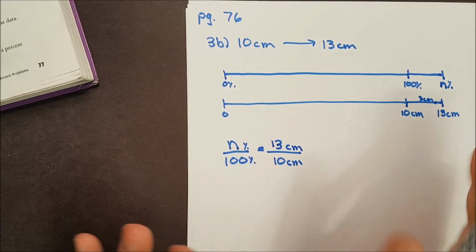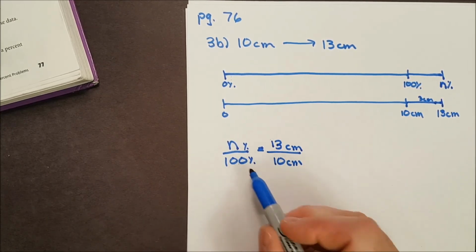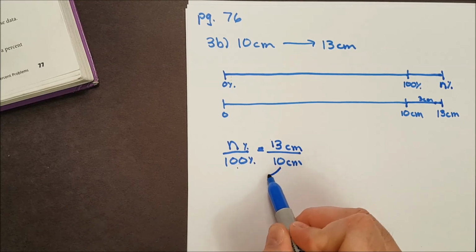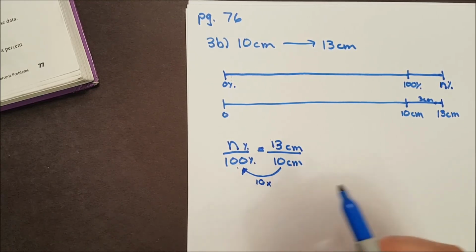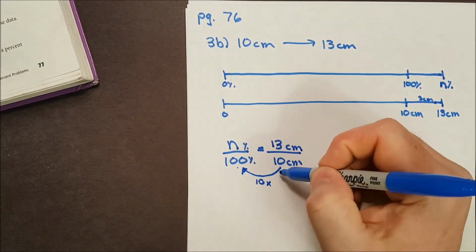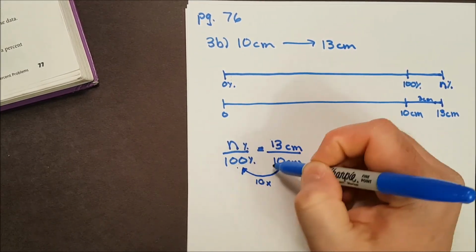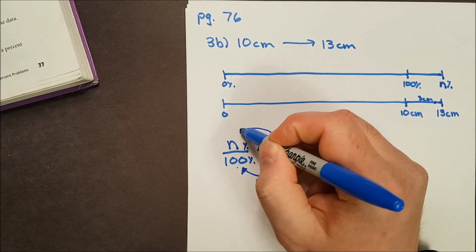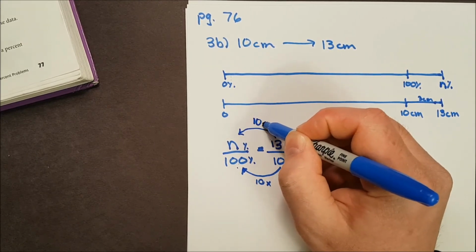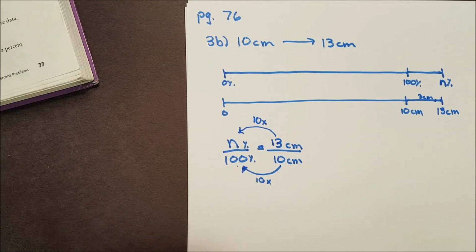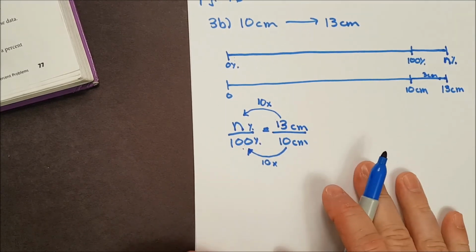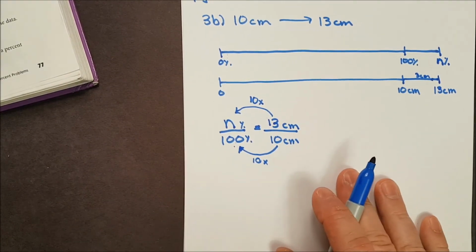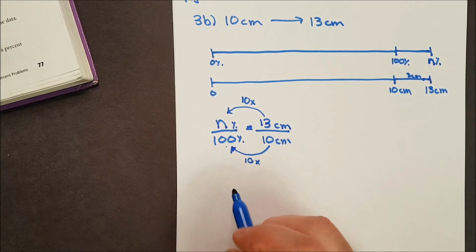Now, we can solve this really quick with inspection. We can tell, well, what did we have to do to 10 to get to 100? Well, we had to multiply by 10. And whatever we did to the bottom, we need to do to the top, so 10 times. So we know right away that this n is going to be 130%. But if we didn't have friendly numbers like this, we would need to use algebra. So let's use algebra once again.